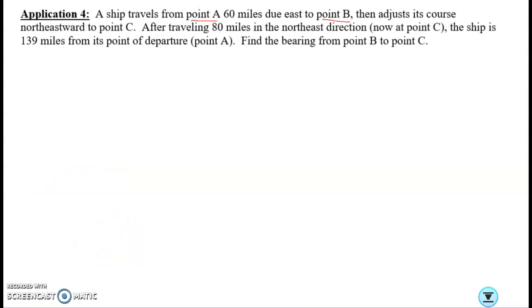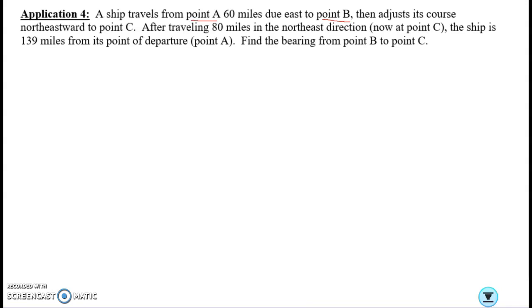There's the work for that. We can skip it. And then finally, we have here a ship, and he's traveling from point A to point B, due east, and then they adjust their course northeastward, and then they travel 80 miles northeast. And now the ship is 139 miles from its point of departure. Find the bearing from point B to C.